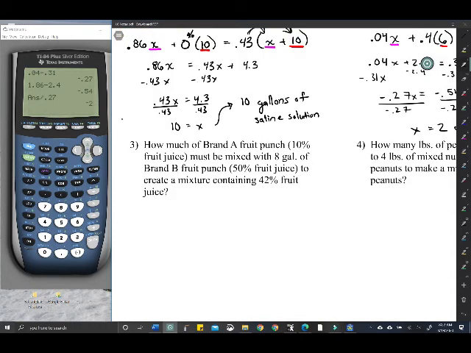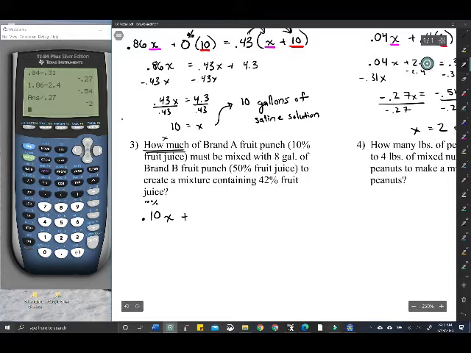So how much brand A fruit punch, 10% fruit juice? So let's see here. How much? That's our variable. How much is some x? All right, and it's 10%. So let's just jump on in. 10% is 0.1, okay? Or you could just do 0.10. That's 10%. And we don't know, so it's going to be x, all right? Must be mixed with 8 gallons of brand B.